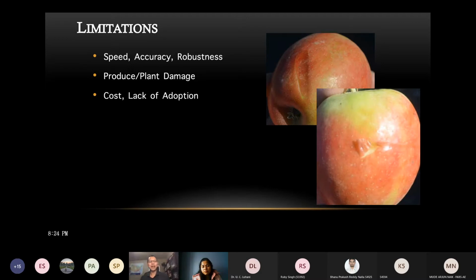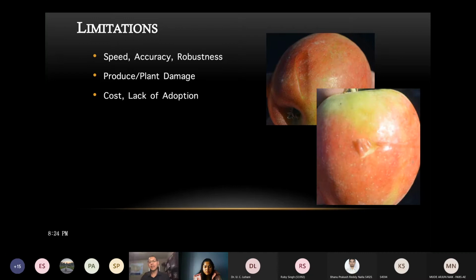Produce and plant damage is another challenge. For example, when we are shaking fruit from trees, some technologies invented and evaluated in the past have been limited by the damage they cause to plant and fruit.